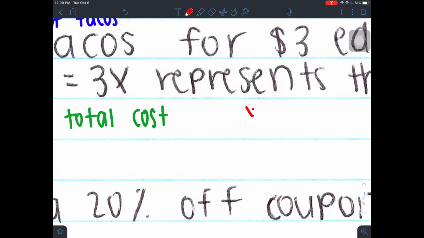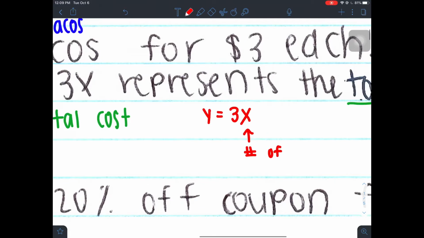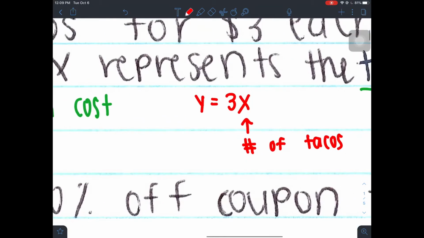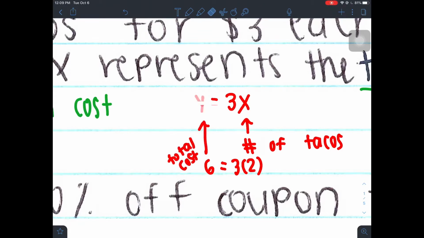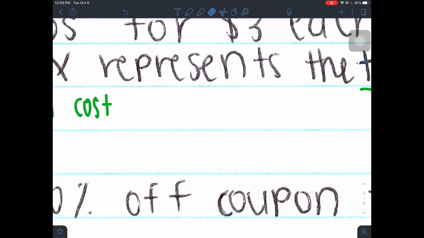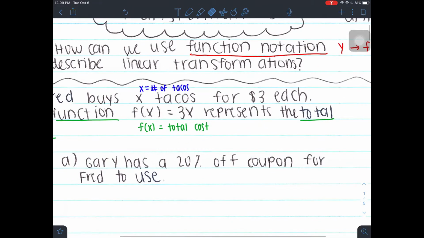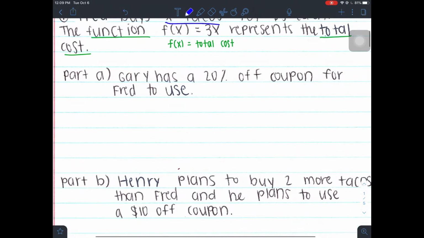Right, so if we wanted to break it down, we could do y equals 3x. Remember, x is the number of tacos, right? So if I buy 2 tacos, how much is that going to cost? It's going to cost me $6 because they're $3 each. 3 times 2 is 6. So 6 is going to be our total cost here. So y represents our total cost, but we're not using y, we're using f of x. That's just the important thing. F of x is our total cost. X is the number of tacos. That's going to be key for this problem.